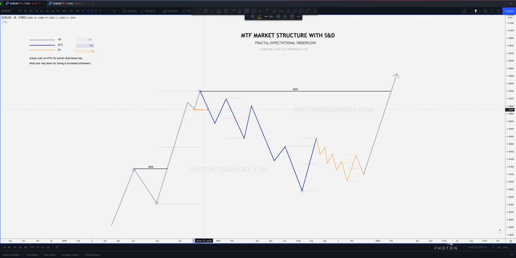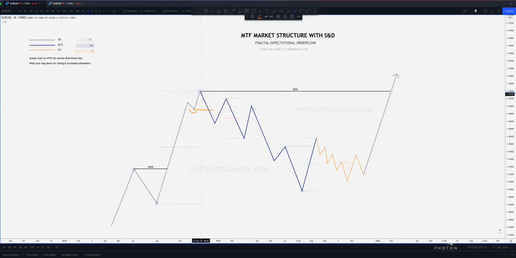Now, when you see that 4-hour change of character, that 4-hour minor break of structure, if you were to drop down to the 15-minute chart, which is this blue line, not always, but most likely, that 4-hour change of character will be a 15-minute change of trend. Because this tiny minor 4-hour pullback, denoted by the grey line, will most likely be a big deep pullback on the 15-minute chart, so that will most likely be a swing low on the 15-minute chart.